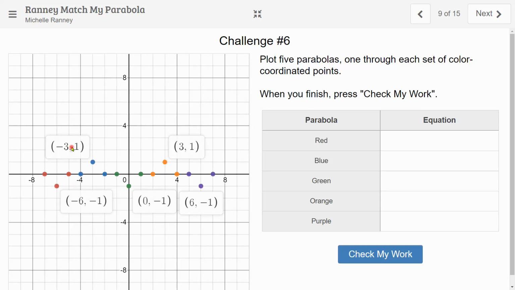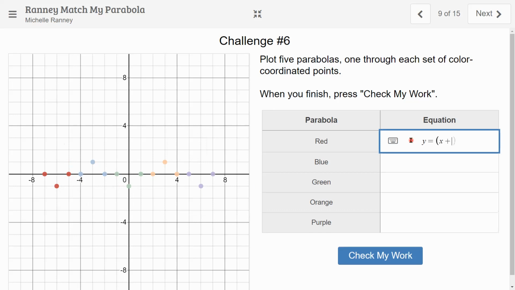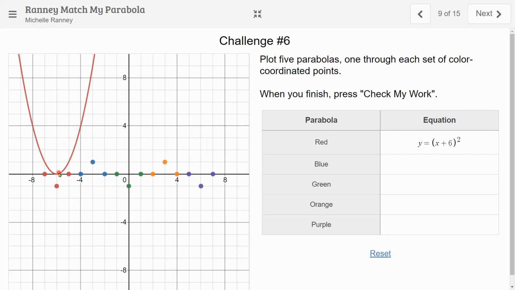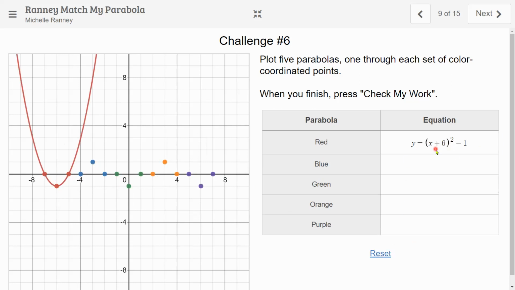So if this vertex is at -6, -1, I basically want to move it left 6 and down 1. So to move it left 6, x plus 6 is going to move it left 6. I also want to move it down 1. So then I'm going to put my -1. So whatever makes this 0 is your left-right movement. Since -6 makes it 0, I'm moving 6 to the left. And then -1 drops it down.